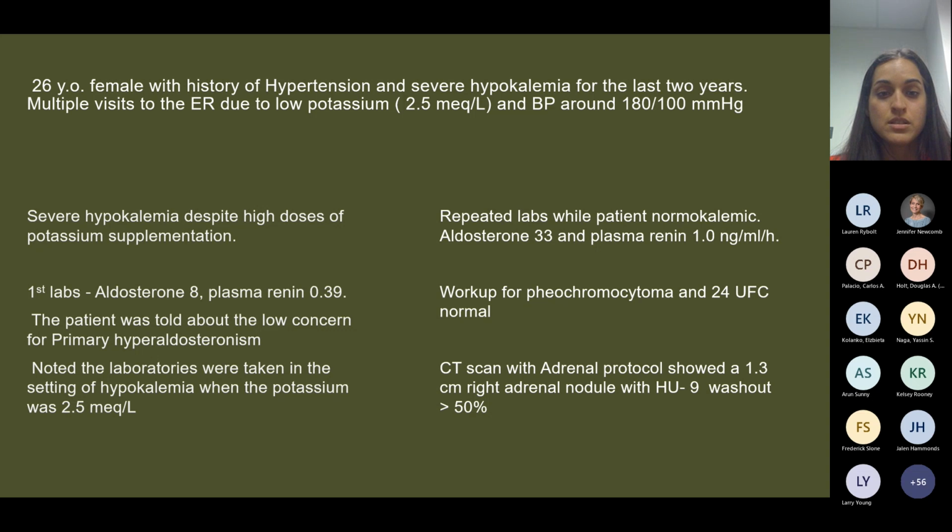So we recommended repeating the laboratories while the patient was normokalemic. And you can see a big difference in the aldosterone: before it was 8, and now aldosterone is 33 with a plasma renin of 1 nanogram per milliliter per hour. We also checked for pheochromocytoma and hypercortisolism. We didn't order the 1 milligram dexamethasone because this patient was taking estrogen replacement. And then on the CT scan, you can see a 1.3 centimeter right adrenal nodule with a Hounsfield unit of -9 and a washout of more than 50%.